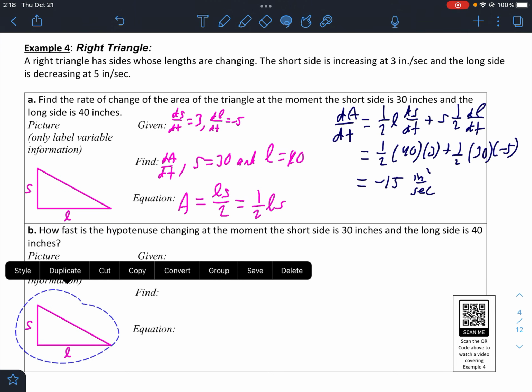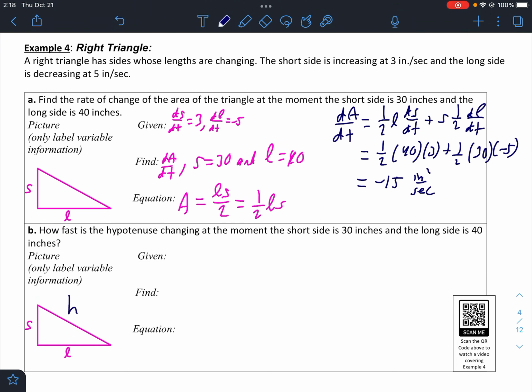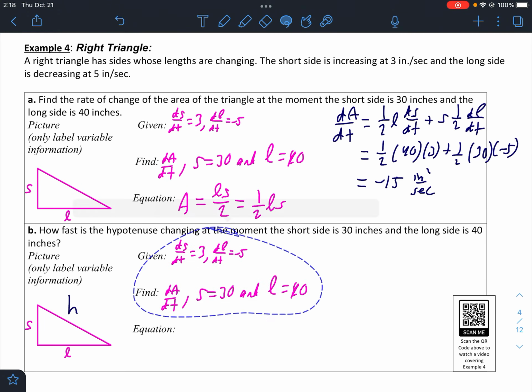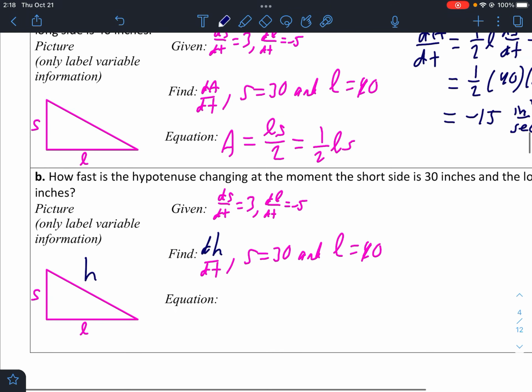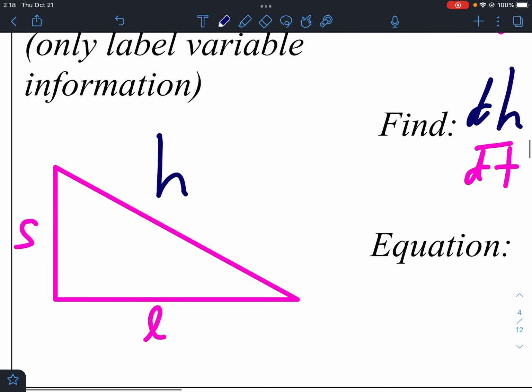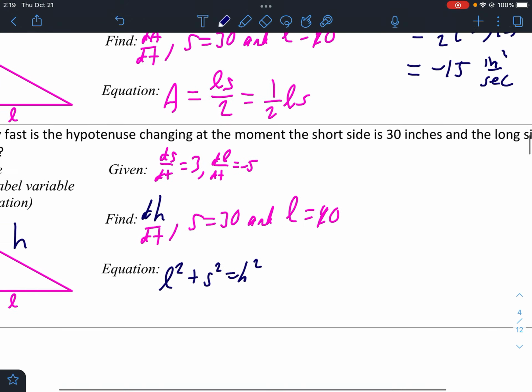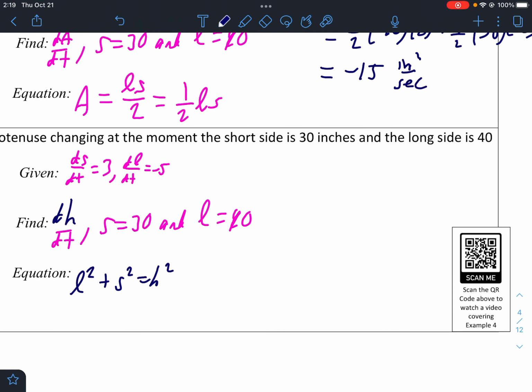The next one, it's the same picture, except now we're going to add in the hypotenuse to it as well. How fast is the hypotenuse changing at the moment? So everything is the same here, except we're not looking for dA dt anymore. We're looking for dH dt. And the equation's not the same either. So what equation would relate these three together? That's just the Pythagorean theorem. So L squared plus S squared equals H squared. Okay?